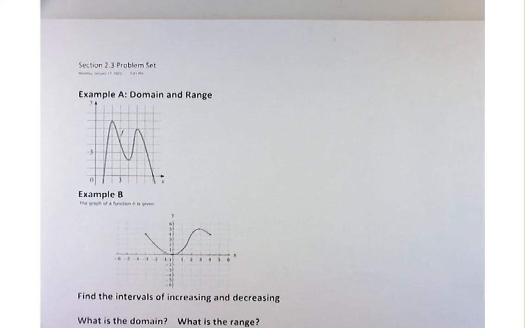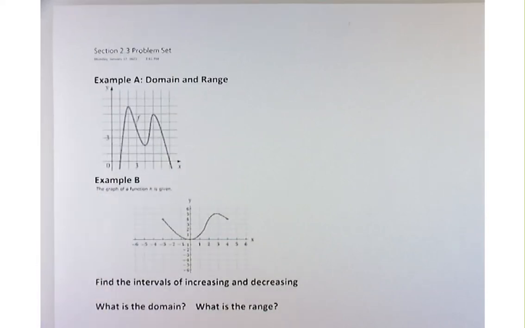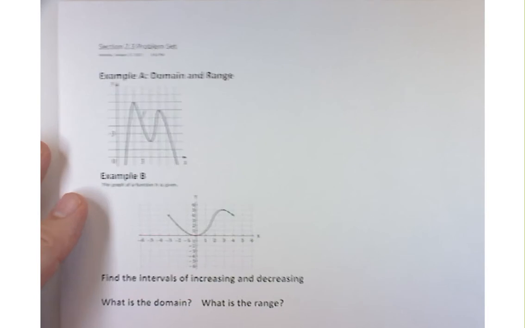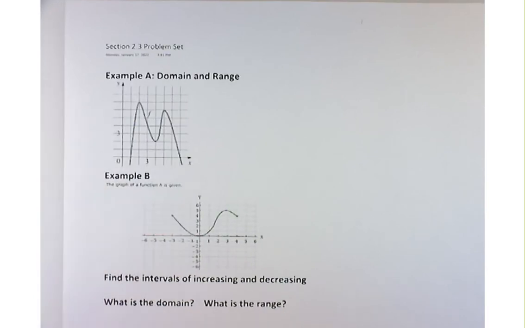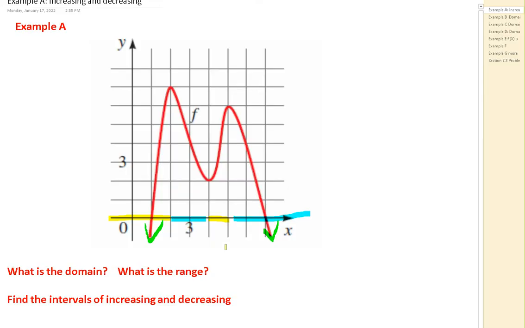So section 2.3 is going to go over some more facets about a function, increasing and decreasing, domain and range. We're going to start out with example A here, which gives you the graph of something that kind of looks like a polynomial. Let's take a better look at it here. Let's start with the domain. Domain is associated with which coordinate? The x coordinate. Good.